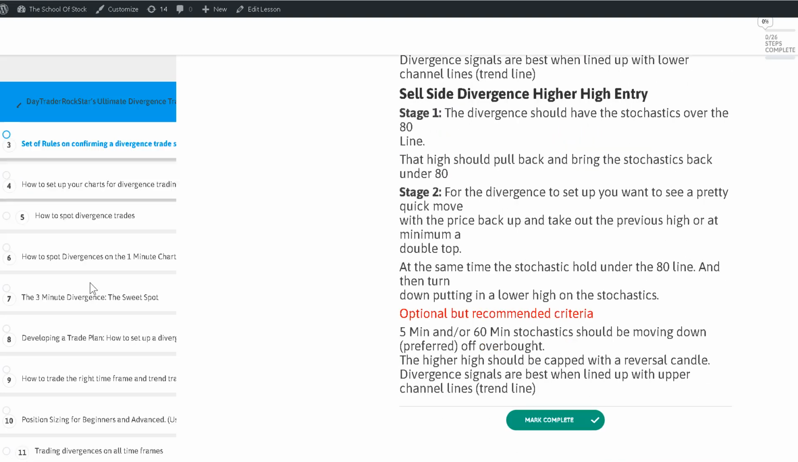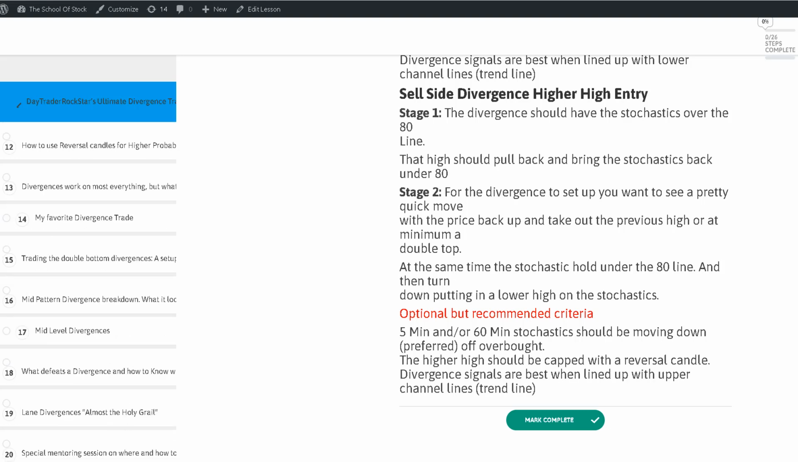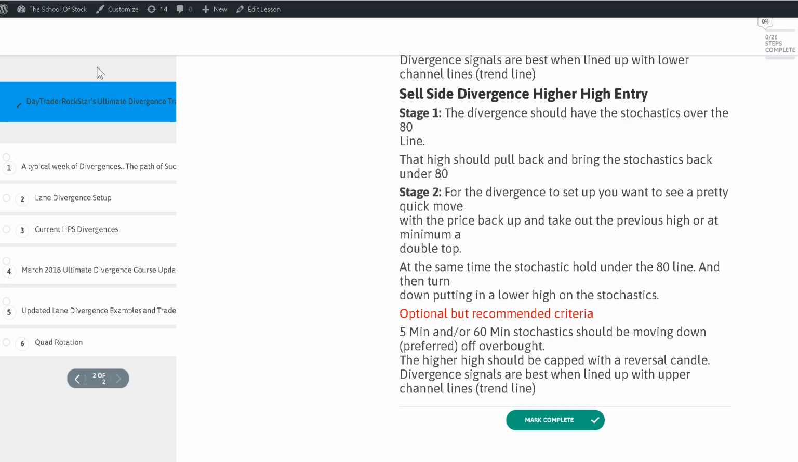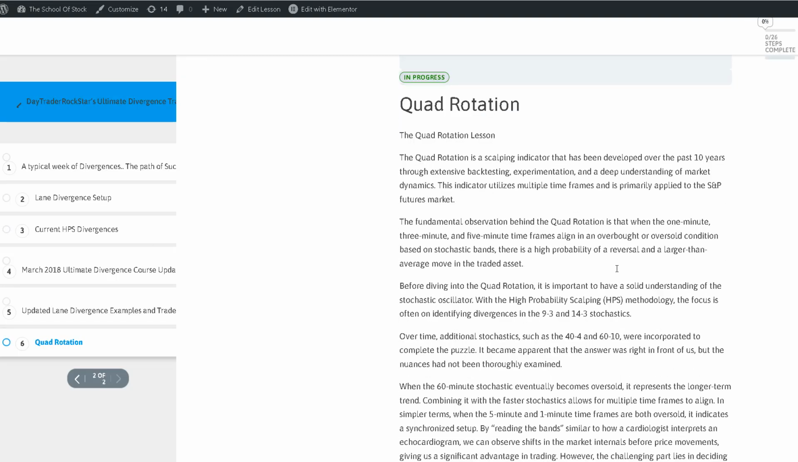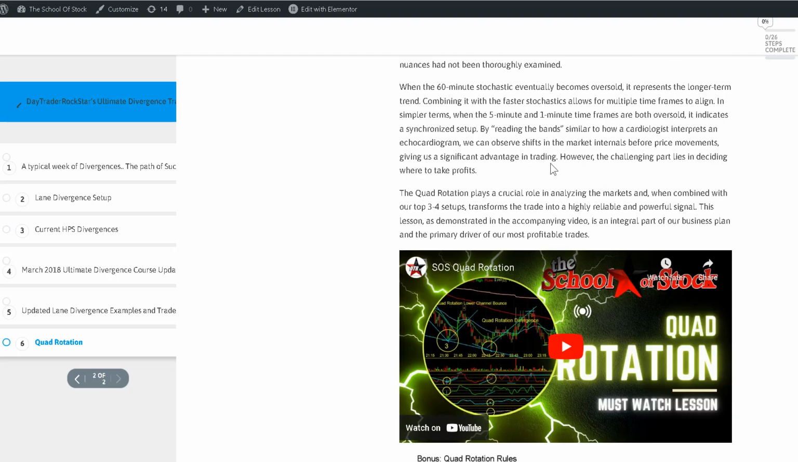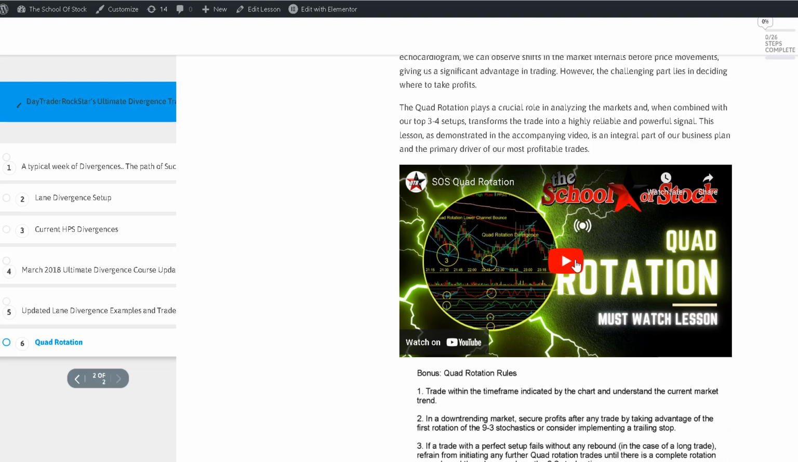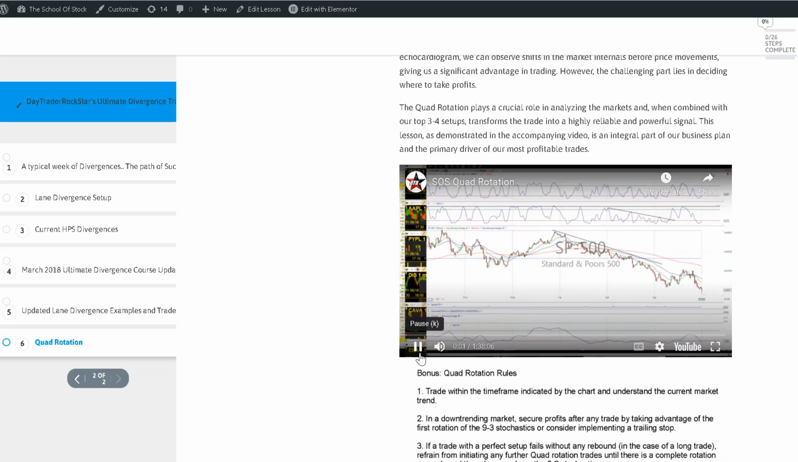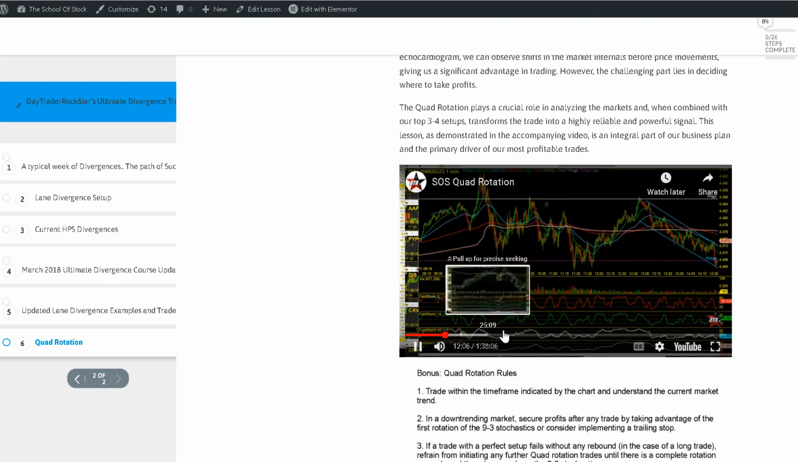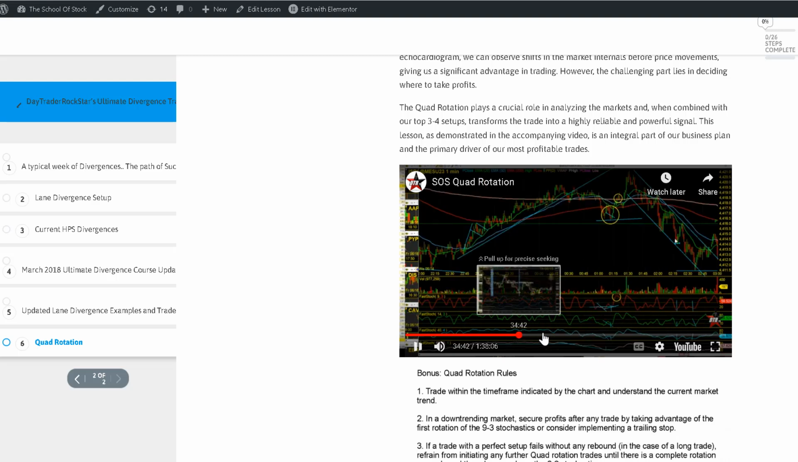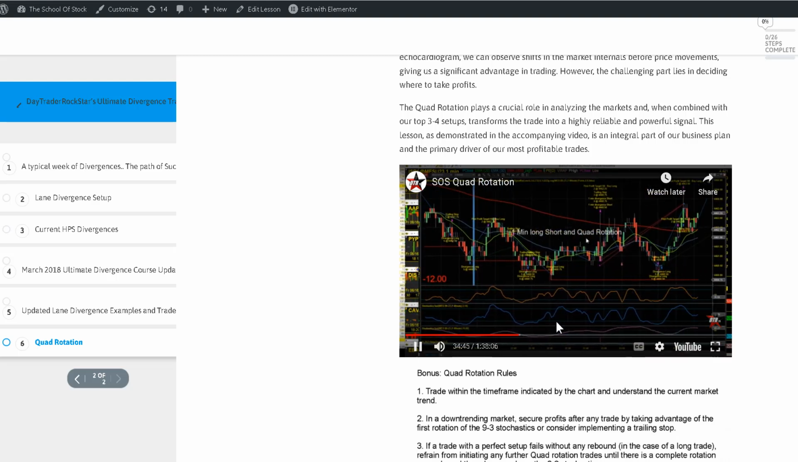So we're going to go all the way down to page 2 here because I just added it. This 6th lesson on page 2 is the quad rotation. So that's where you're going to find that. Click on that, and then you're going to have your lesson here. And this is the video. The video is about an hour and 38 minutes long, and it's a lesson video. I go over everything about the quad rotation, how to set it up, what your parameters are. So just everything about it you need to know.